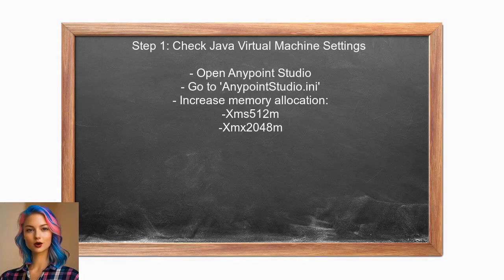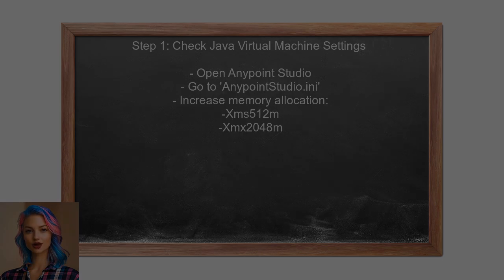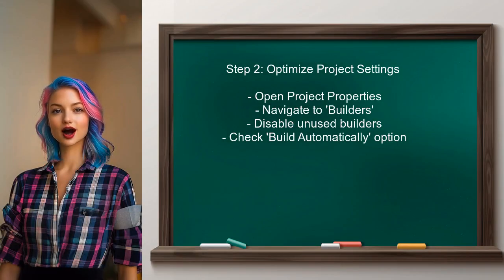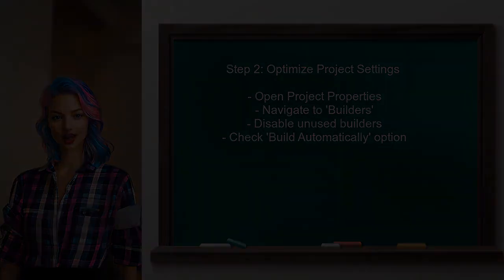To improve the performance of Mule Anypoint Studio, the user should first check the Java Virtual Machine settings. Increasing the memory allocation can significantly enhance the speed. Next, the user should consider optimizing the project settings. This includes disabling unnecessary features that may slow down the execution.